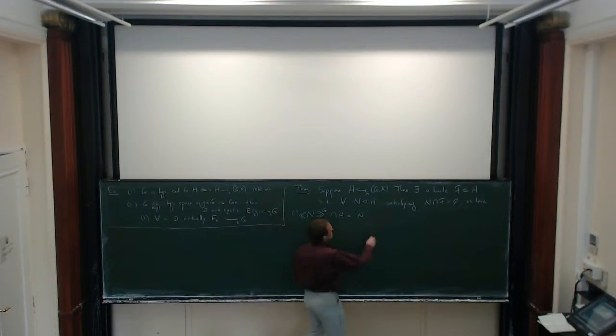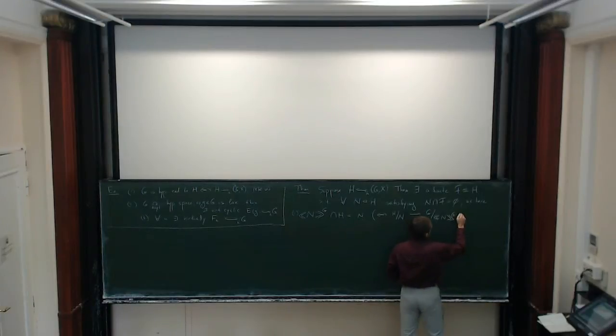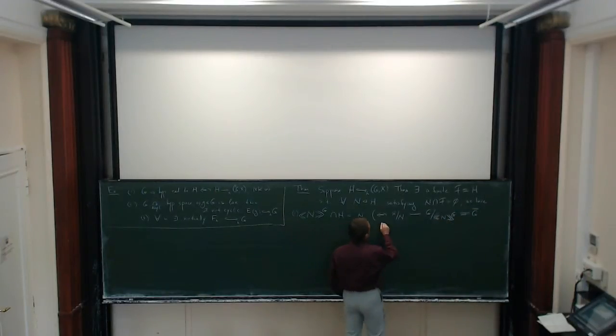What it means is that this is actually equivalent to the fact that the natural map from H mod N to G modulo the normal closure of N, let's call it G bar for brevity, is injective.